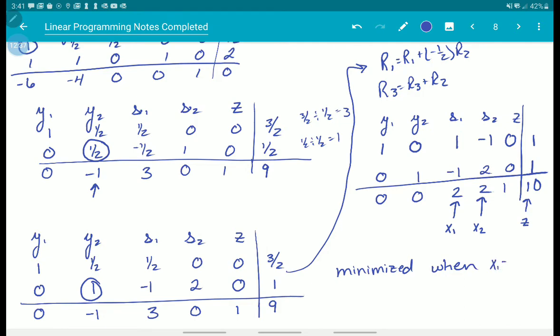when x1 is equal to 2 and x2 is equal to 2. And then the minimum value is going to be 10. So the process is the same, but that final solution is just a hair different in how we interpret that. So now let's take a minute and look at a word problem.